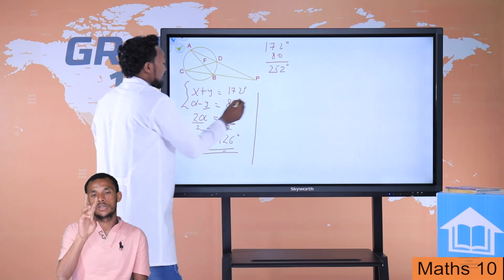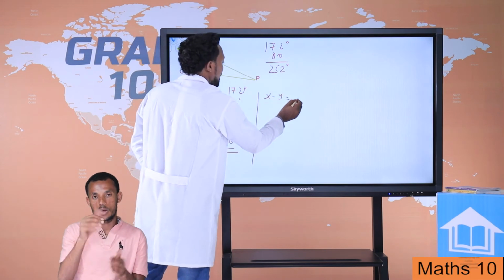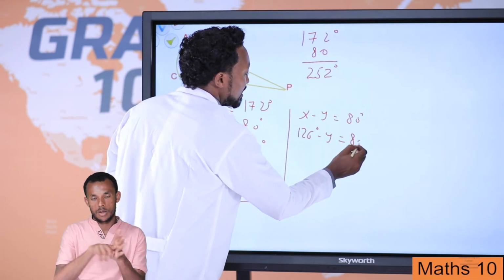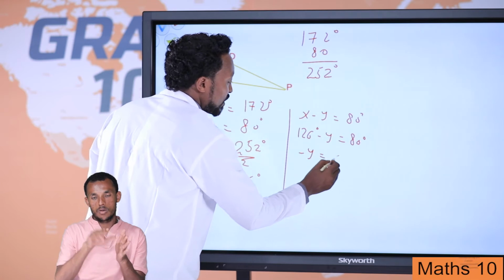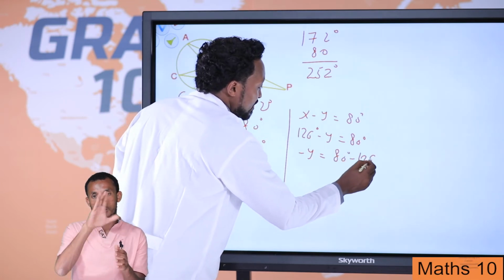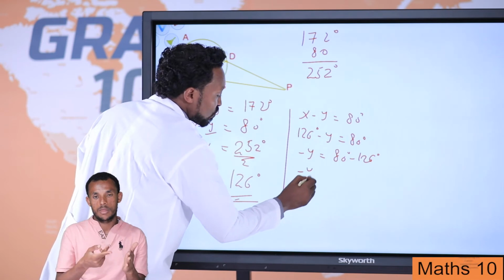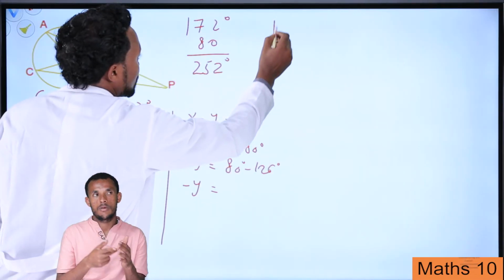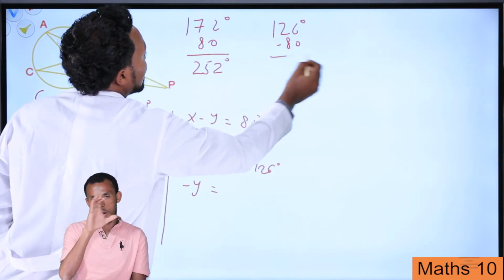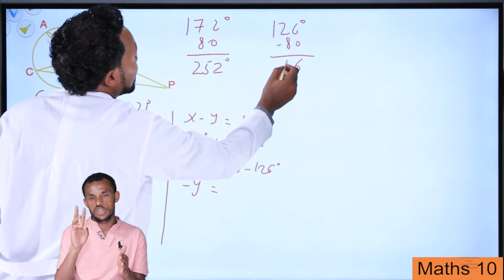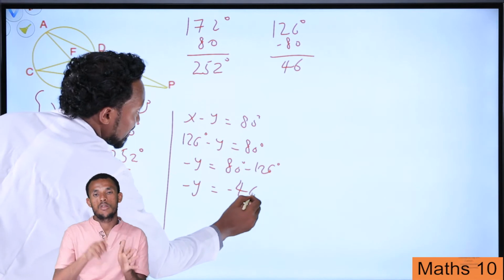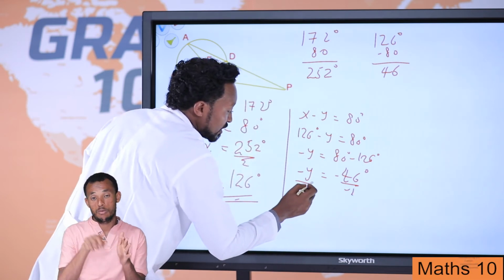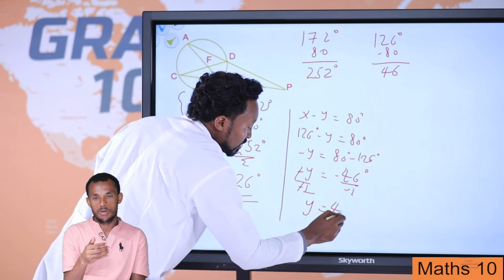How to find y? X minus y is equal to 80 degrees. Let me substitute here. 126 degrees minus y is equal to 80 degrees. This means the same as minus y is equal to 80 degrees minus 126 degrees. This means minus y is equal to 80 minus 126. This is negative 46 degrees. Therefore, let me divide by minus 1. Therefore, y is equal to 46 degrees.